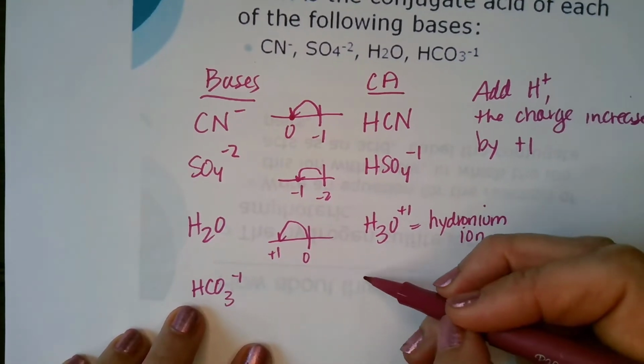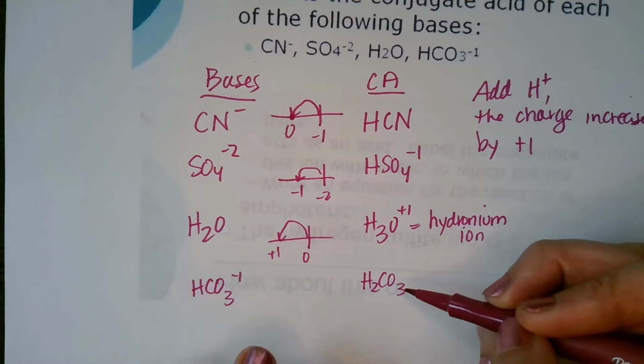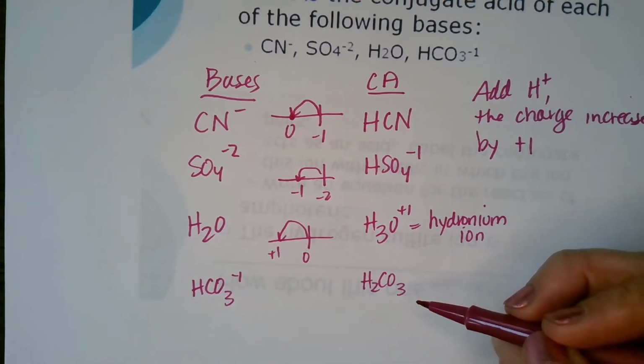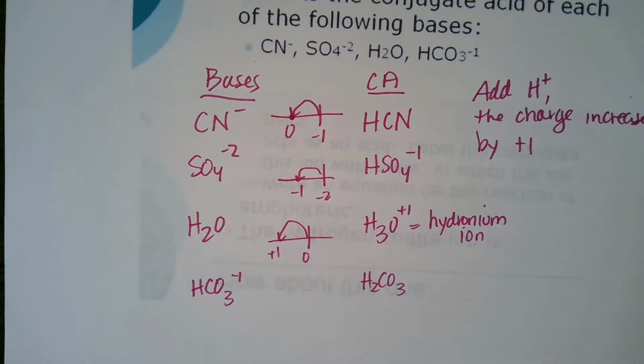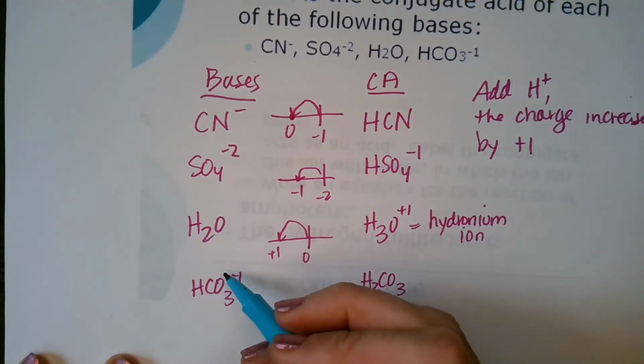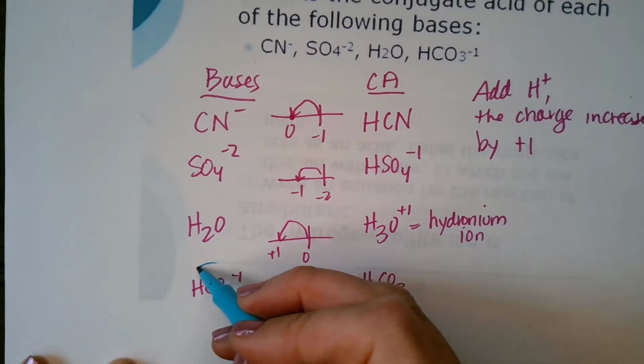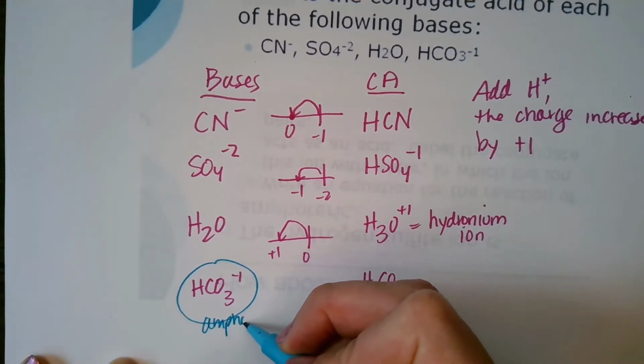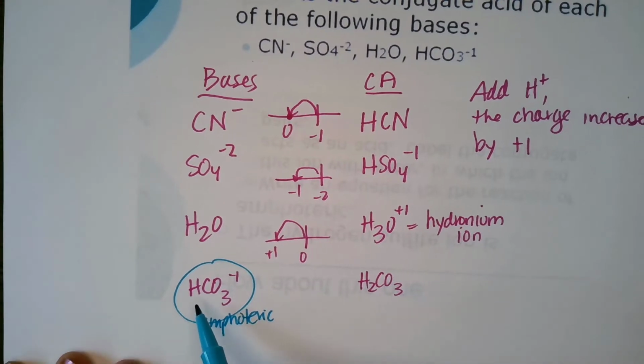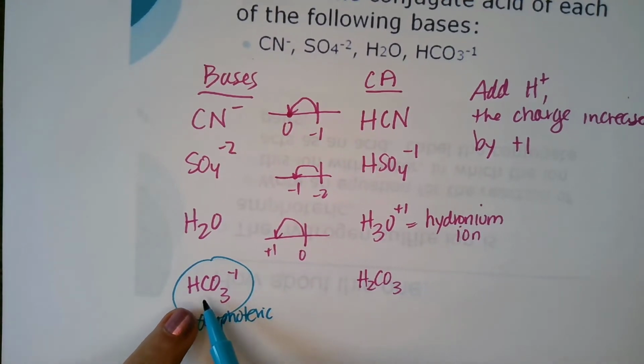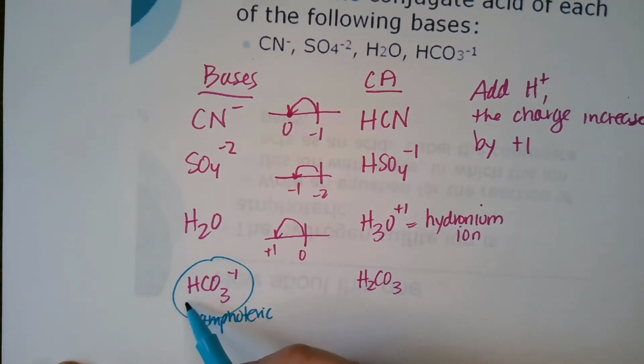And then last, we have HCO3 -1. I'm going to add an extra H, so that'll give me 2 H's, H2CO3. This takes me from a -1 to a neutral. What's interesting about HCO3 is that this is called amphoteric, because notice that it can act as a base here. It can form a conjugate acid by accepting a hydrogen, but it can also lose a hydrogen.